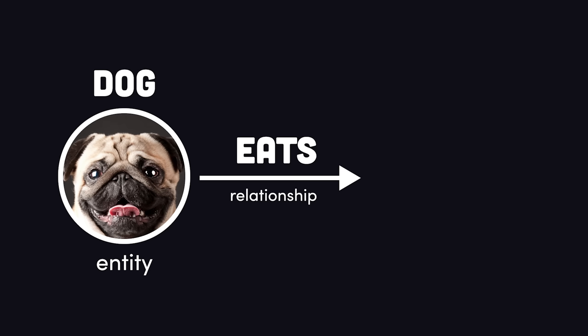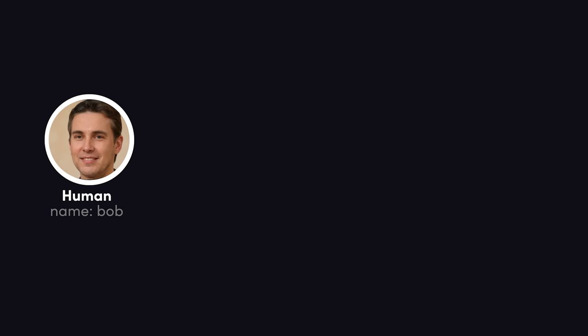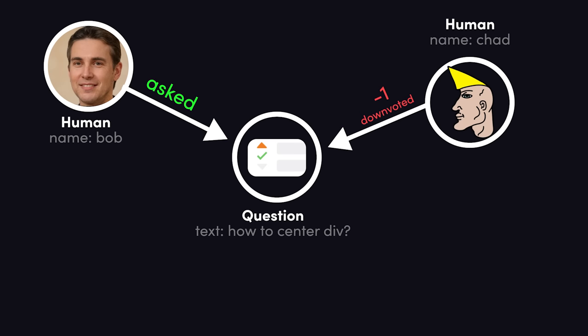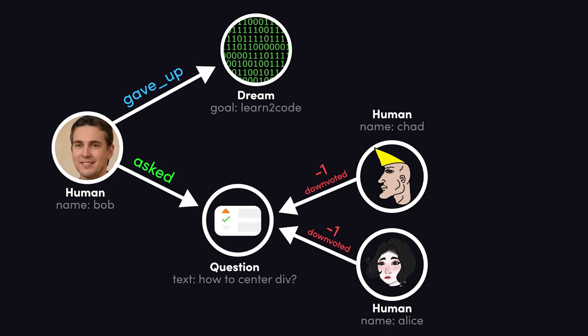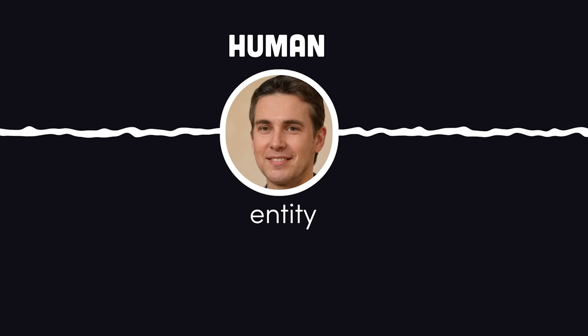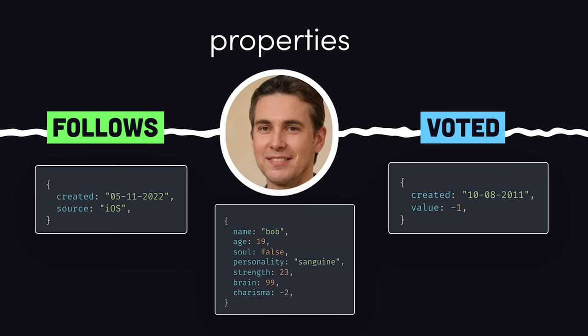Naturally, we think about connections between entities, like Bob asked a question on Stack Overflow, then Alice and Chad downvoted it, so Bob gave up on his dream of programming. A graph can model this data the same way you might visualize it on a whiteboard. Nodes represent entities, edges represent relationships between entities, and properties are key value pairs that store data on these objects.